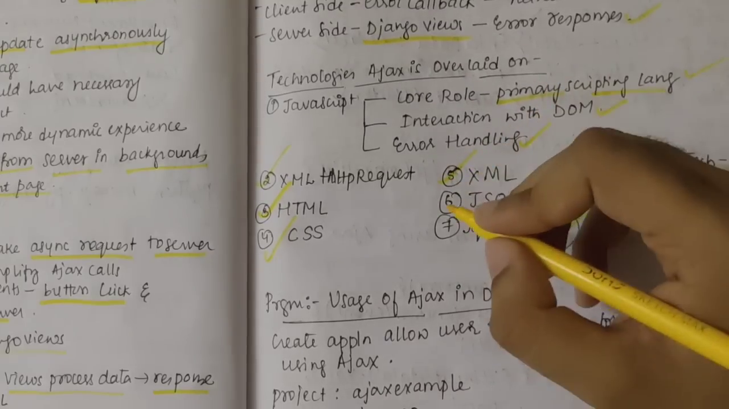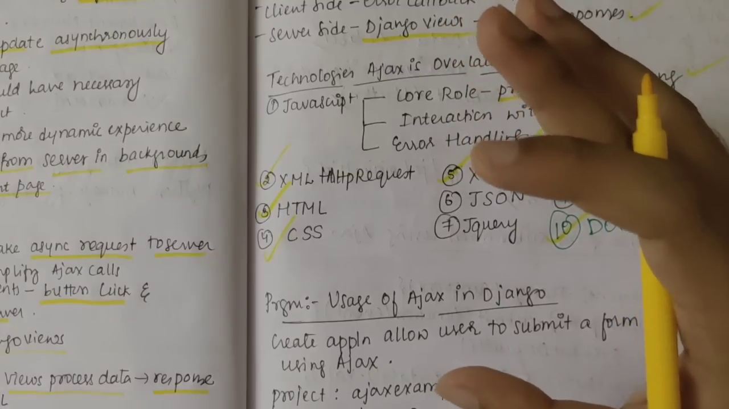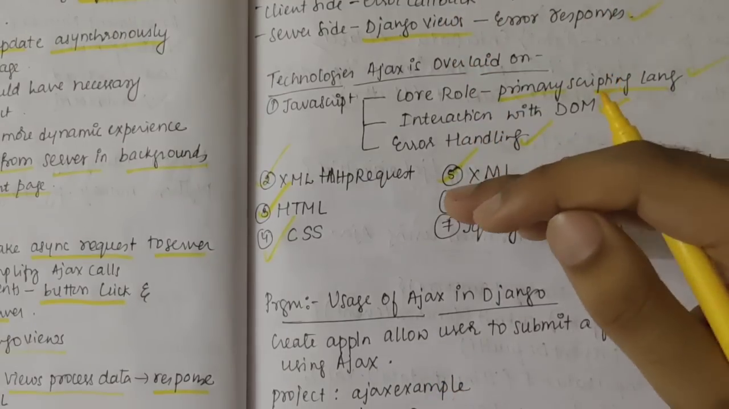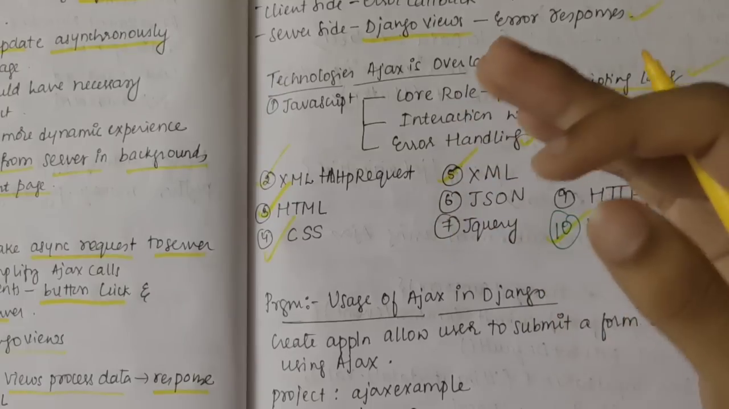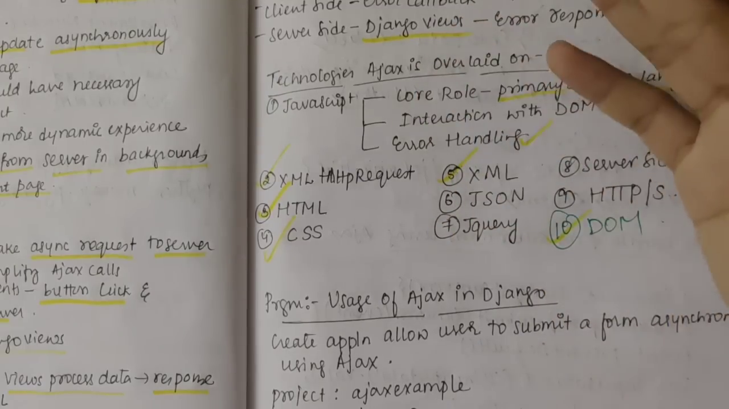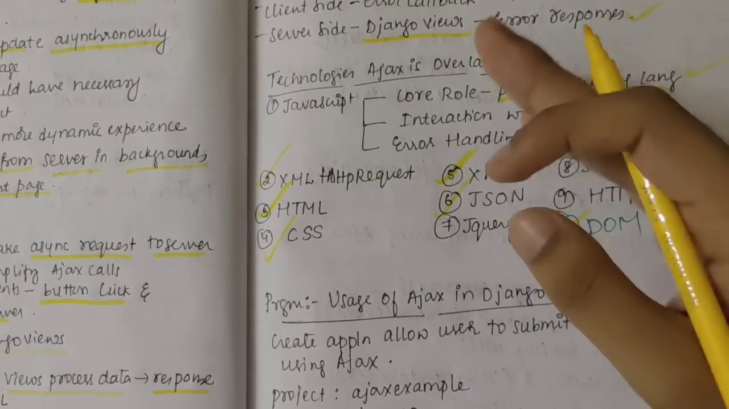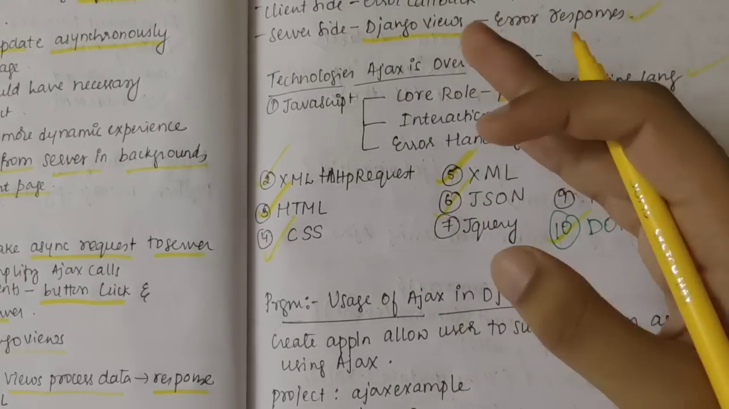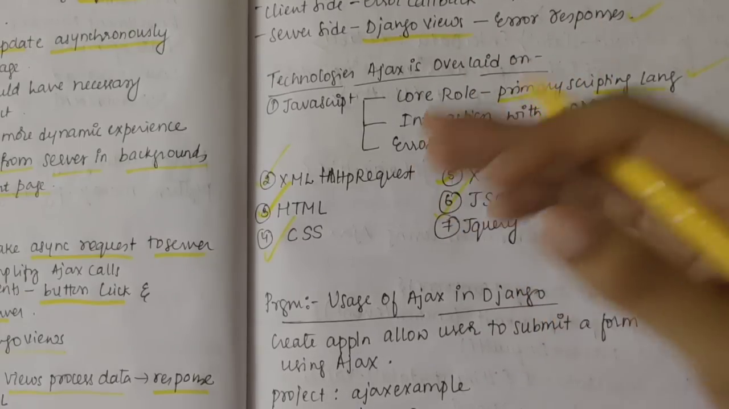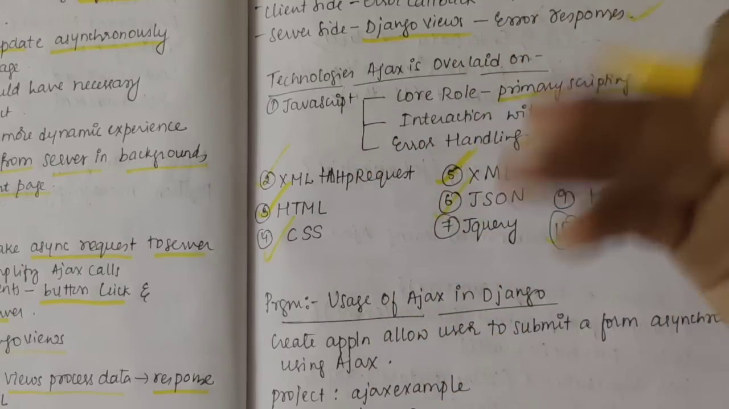Then we have the XML part. XML is Extensible Markup Language. This was used in Ajax for structured server responses, but it has largely been replaced by JSON due to JSON's ease of use with JavaScript. Coming to JSON, JSON is JavaScript Object Notation. It is lightweight and natively supported by JavaScript, and we can easily parse it. It is used by the client side for exchanging data in Ajax.